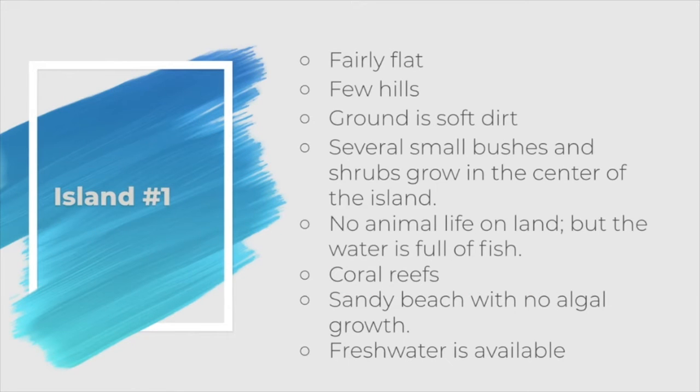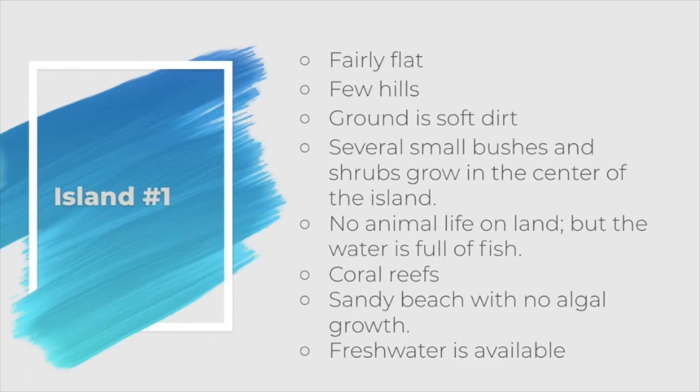So, Island 1. Before explaining what Island 1 is like, we chose Island 1 because we wanted to create a fish species. So Island 1 seemed the most proper, and it had the best resources for us to create a species of fish.